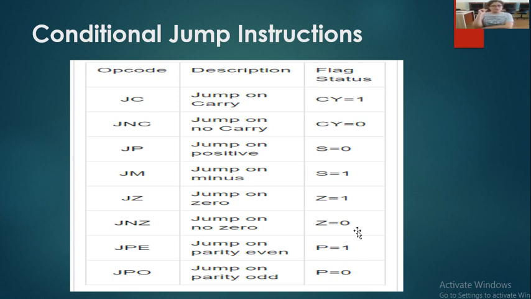The next instruction is JPE, jump if even parity. I have already told you about even parity. In that case we check the value of the P flag, which is used to indicate the parity bit. If the value of the parity flag is 1, it means even parity. So the condition is that it will jump if there is even parity and the value of P equals 1. Next is JPO, jump on odd parity. O stands for odd, E stands for even. If the parity is odd, the value of P remains 0.